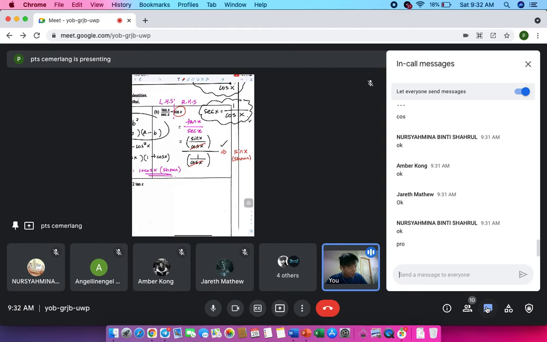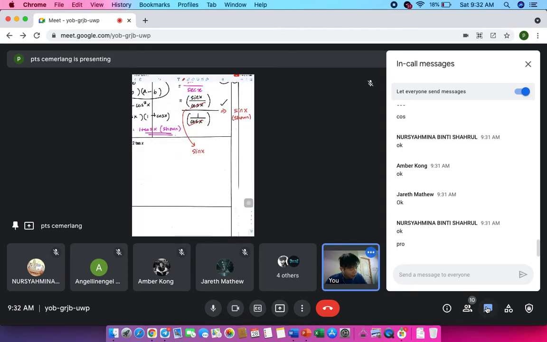Tapi kalau belum pro lagi, buat step ni. Sin x over cos x divide by 1 over cos x. Divide tukar jadi darab. Sin x over cos x darab dengan cos x over 1. Cos dengan cos hilang, so jawapan dia sin x. Okay, you can do this, alright?